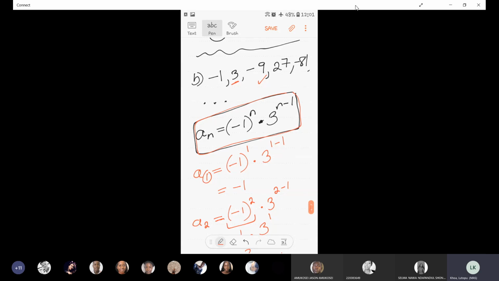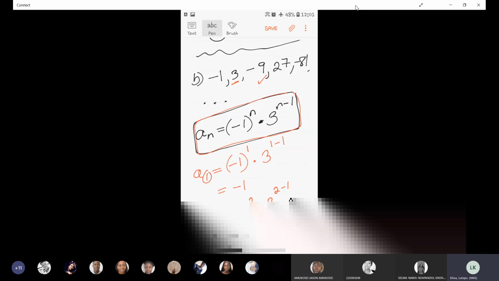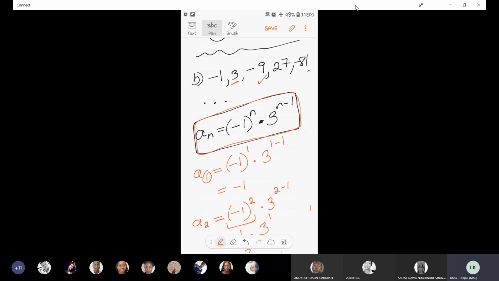So what you said, that you multiply each term by -3, that is correct. But with that one, you will need to know the previous term in order to get the next one. If you don't know what the previous term is, it will be difficult to work out what the next one is.